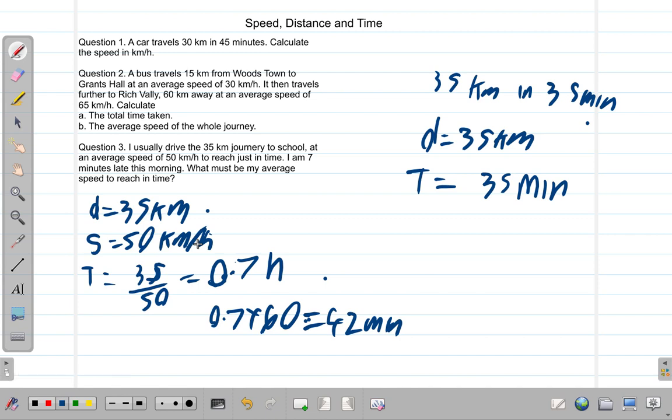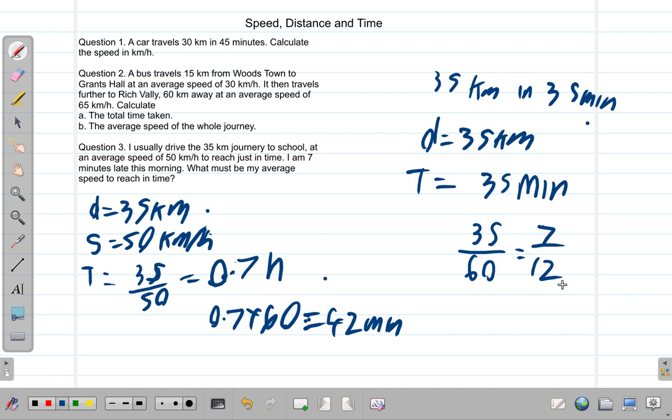So I must increase speed. 35 minutes, 35 kilometers. The speed is in kilometers per hour. Distance is in kilometers, but the time must be in hours. So I must convert 35 minutes to hours. What I want is 35 divided by 60 to get the hours. So 35 over 60. 5 into 35 is 7. 5 into 60 is 12. 7 12ths of an hour.